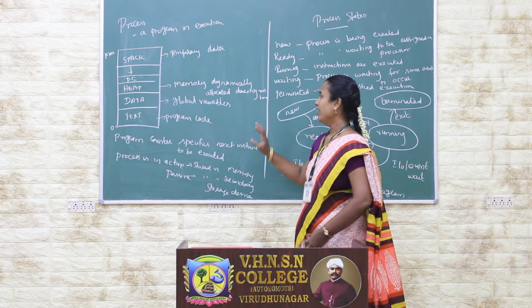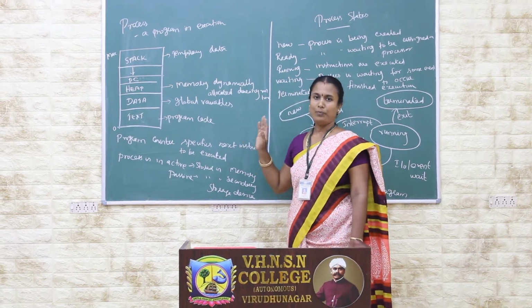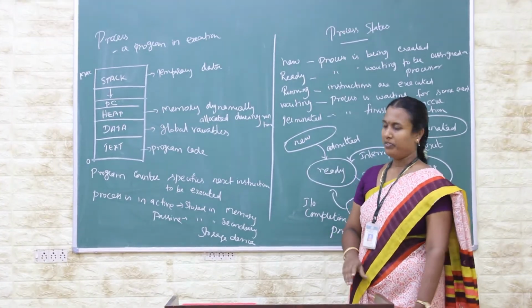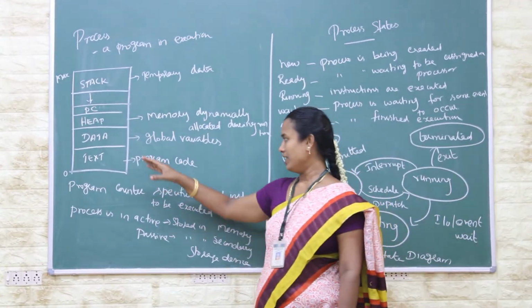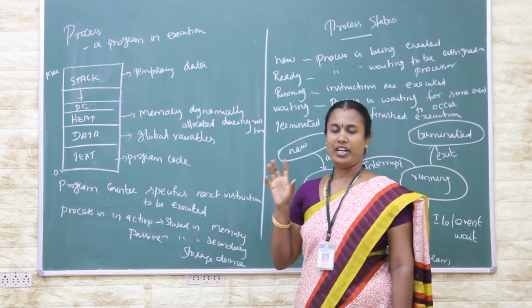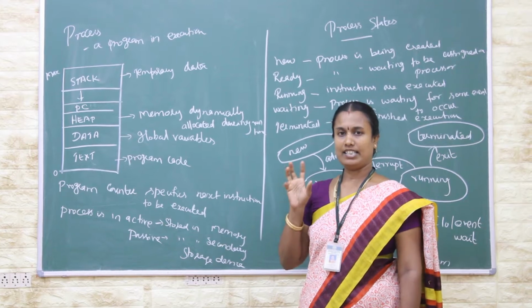What is a process? A program in execution can be called a process. A process contains several sections. Let us see them one by one. First one, the text section. What is the text section? It specifies the actual code we are writing. That can be called the text section.